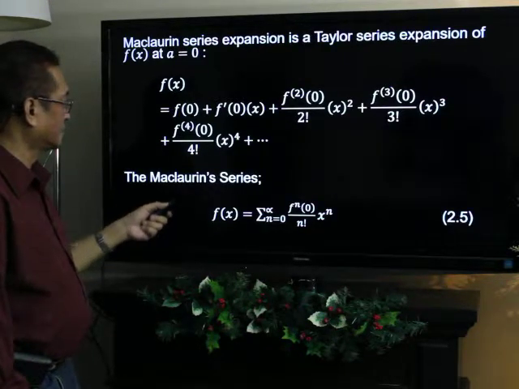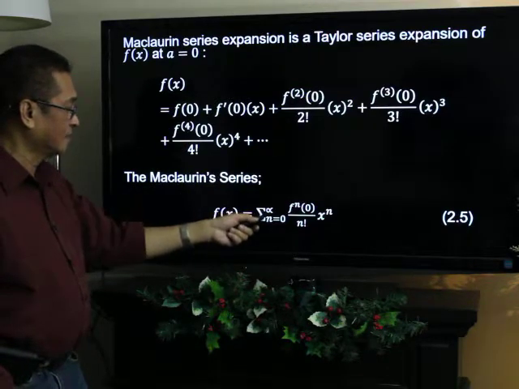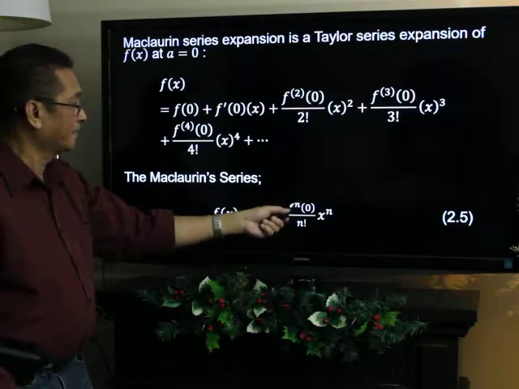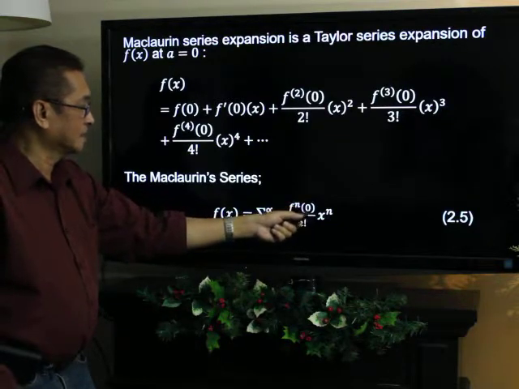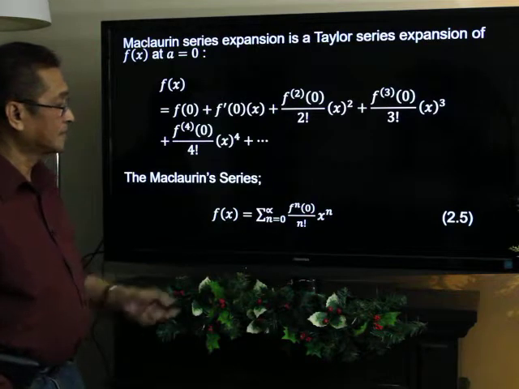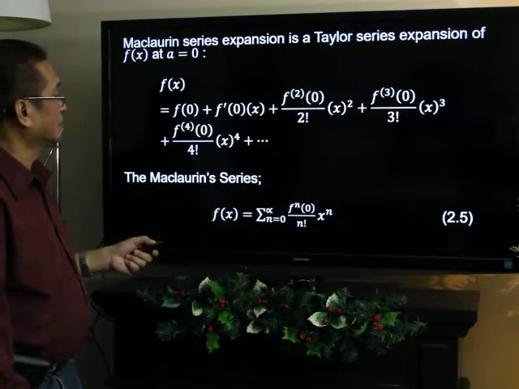So the Maclaurin series can also be expressed in summation notation. We have summation n equals 0 to infinity, the nth derivative of f of x at x equals 0, over n factorial, times x raised to the power n. That we will consider as equation 2.5.